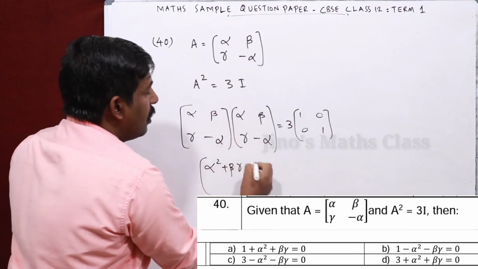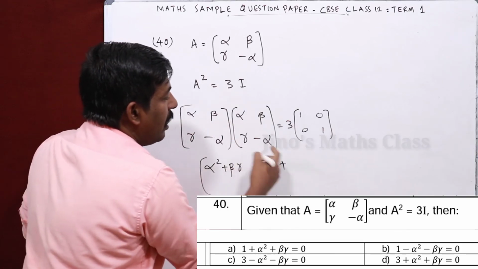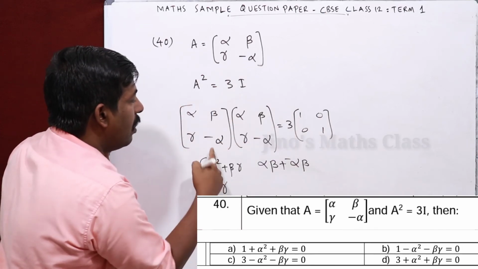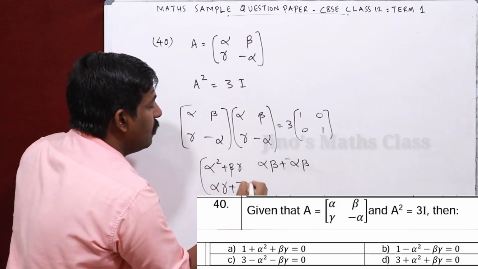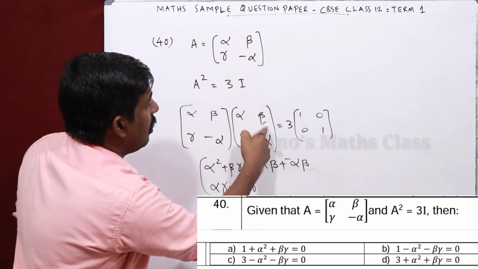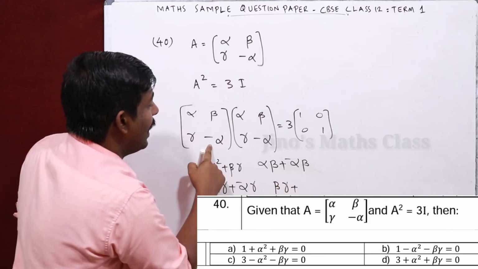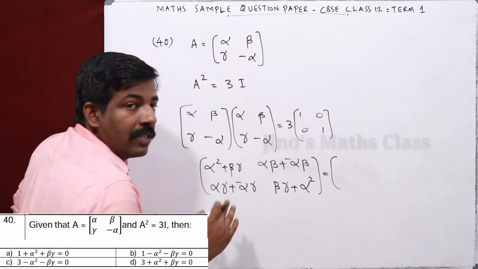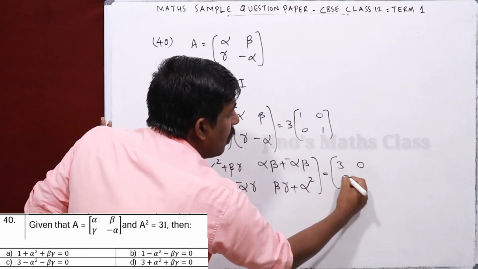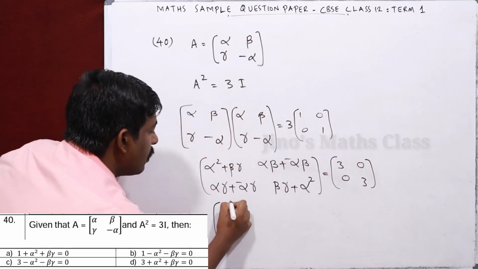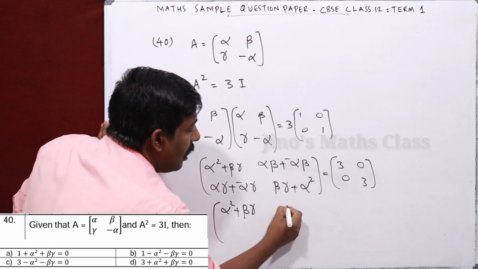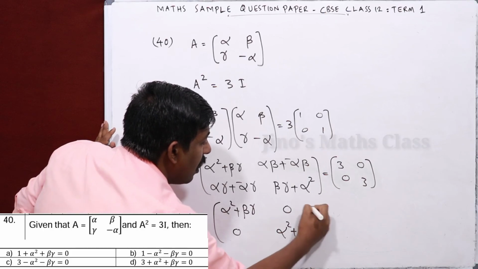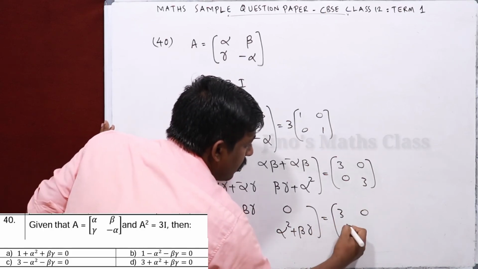The next element alpha into beta plus beta into minus alpha means minus alpha beta. Here gamma into alpha, so we can write like alpha gamma, then plus negative of alpha into gamma is coming, then gamma with the beta, so we can write like beta gamma plus negative alpha into negative alpha means that is alpha square. That is equal to, on the right side we can multiply 3 inside. At the time it is [3 0; 0 3]. So here it is alpha square plus beta gamma and this element is 0, and here you can see this is also 0, and here we can rearrange, we will get it as alpha square plus beta gamma, that is equal to matrix [3 0; 0 3].